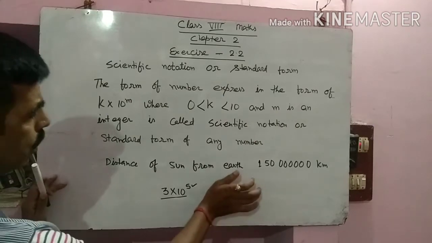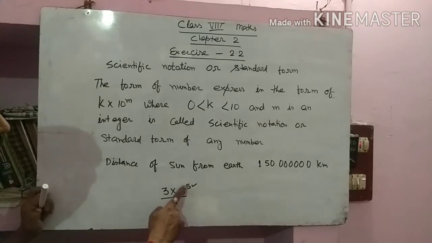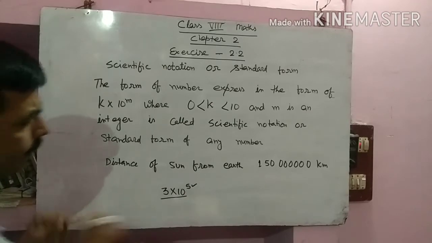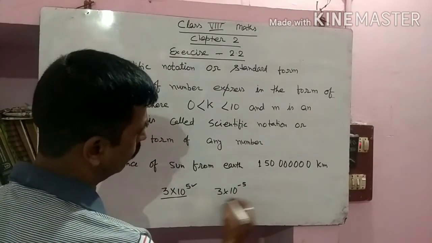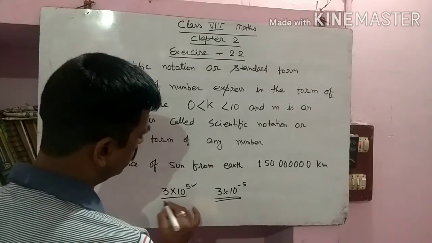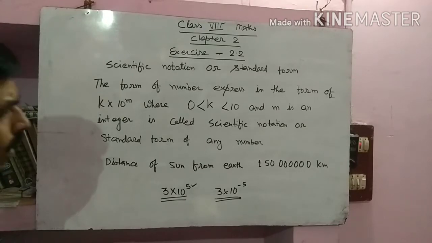Okay, the power m is an integer, so it can be either positive or negative. So it can be like 3 into 10 to the power minus 5 also. Both are the standard form or the scientific notation of a number.